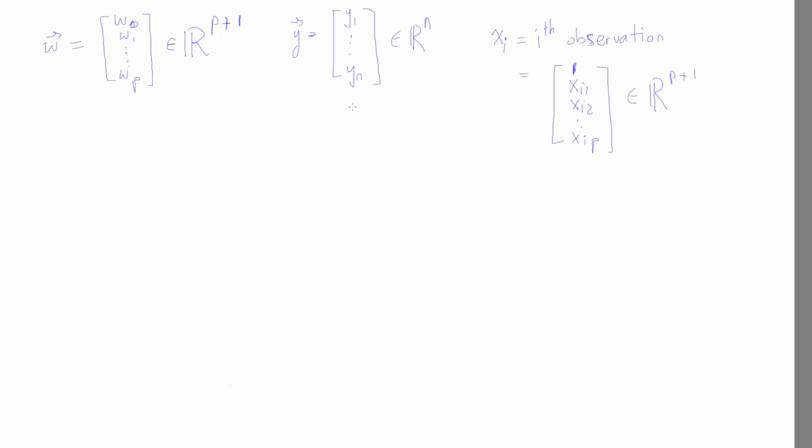Okay, and then, hopefully, even if this is a bit confusing at the moment, just bear with me because we'll go through it very slowly. Now, X is going to be a big matrix where I'm basically going to collect all of the observations. So the X1, I'm going to take the transpose.